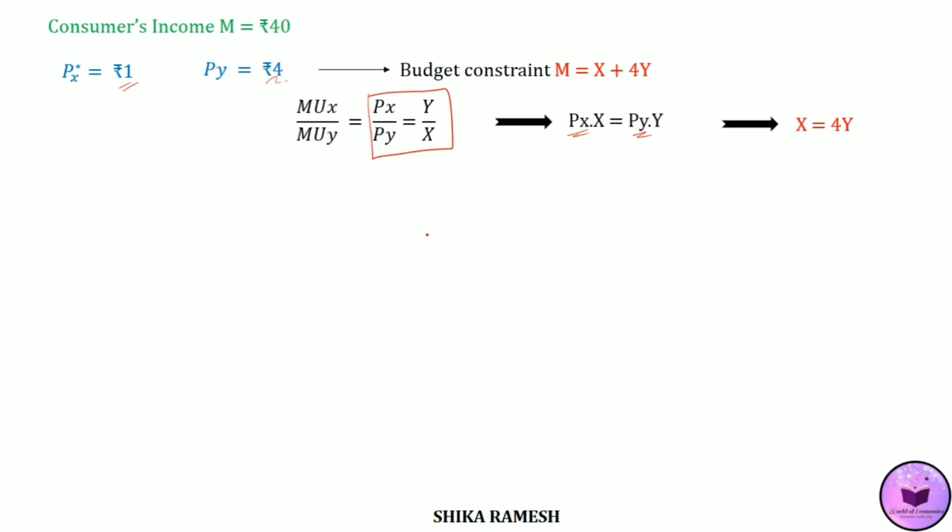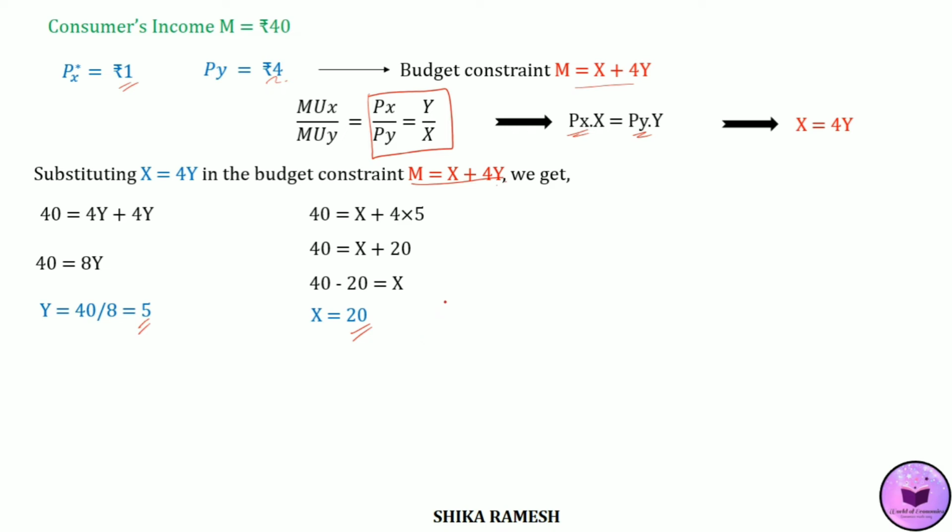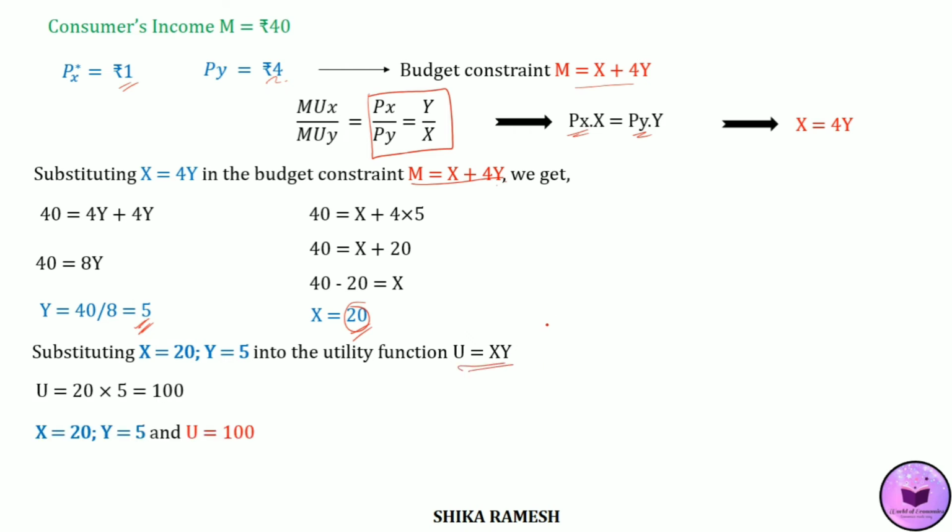So substituting the prices onto this equation, we get x = 4y. Now substituting this equation onto the budget constraint, we get 40 = 4y + 4y, that is 40 = 8y. So y = 5. Now substituting the value of y onto the budget constraint, we get 40 = x + 4 × 5. So 40 = x + 20, and from this we get x = 20. Now substituting the new values of x and y onto the utility function, we get the new utility level. So u = 20 × 5, that is 100. So at the new prices, the consumer consumes 20 units of good X and 5 units of good Y and attains 100 utils of utility.